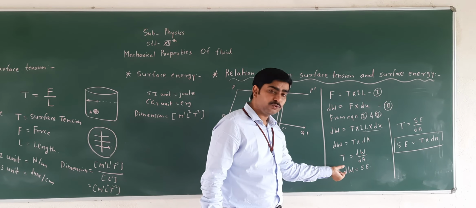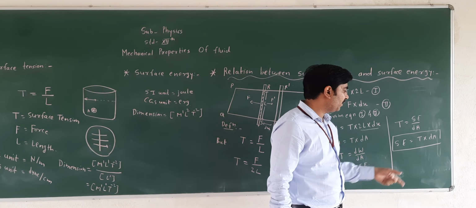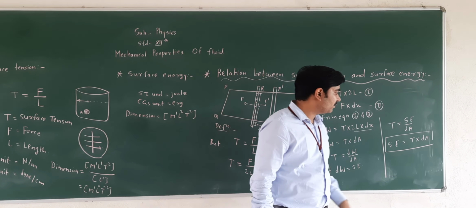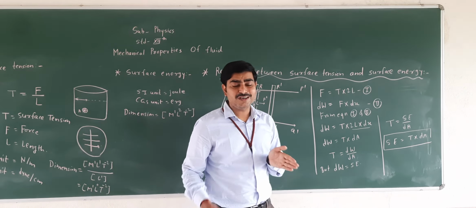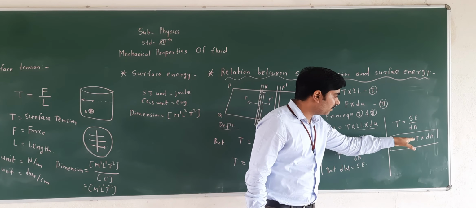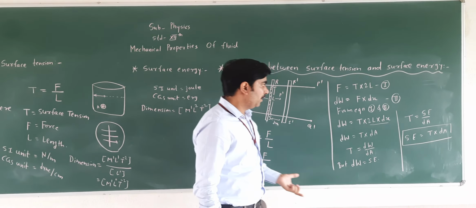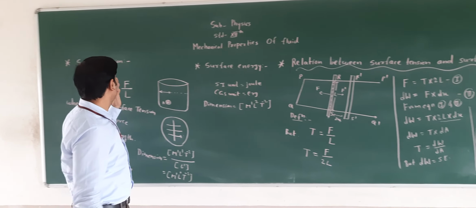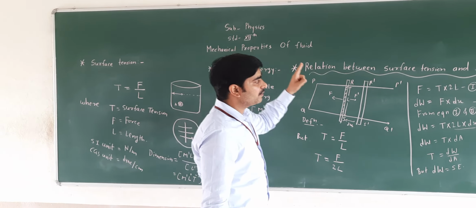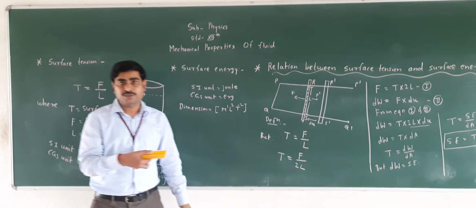But this work done is stored in the form of surface energy. So T is equal to surface energy upon dA. Therefore surface energy is equal to T into dA, where T is the surface tension. So what is the relation between the surface tension and the surface energy? Surface energy is equal to surface tension multiplied by dA, that is the surface area. So today we have seen what is the surface tension, what is the surface energy, and the relation between surface tension and surface energy. So I hope you have understood this point.